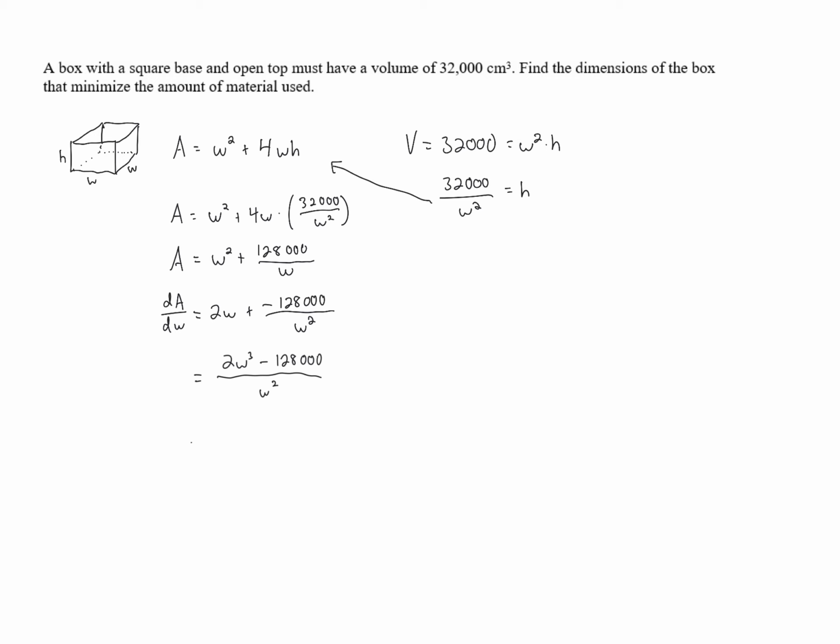We can factor a 2 out of that. That gives us 2 times w cubed minus 64,000 all over w squared. And this is actually something that we can factor. This is a difference of cubes, and there is a formula for factoring the difference of cubes. If we have f cubed minus l cubed, that factors into f minus l times f squared plus fl plus l squared.